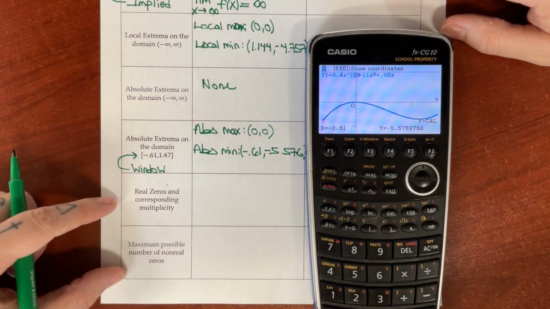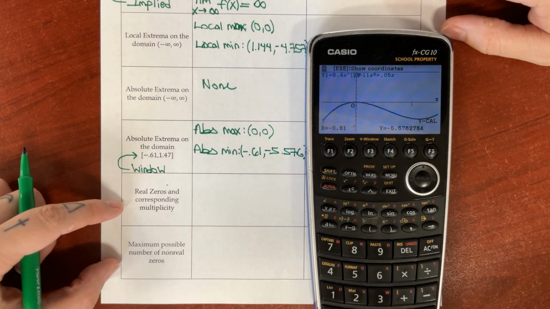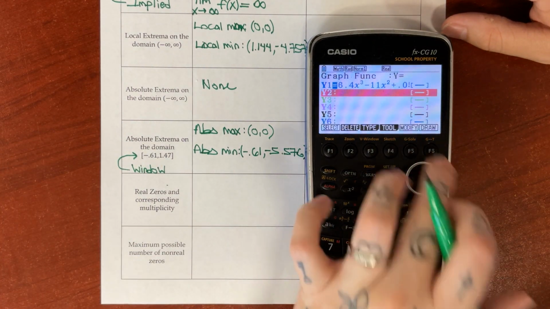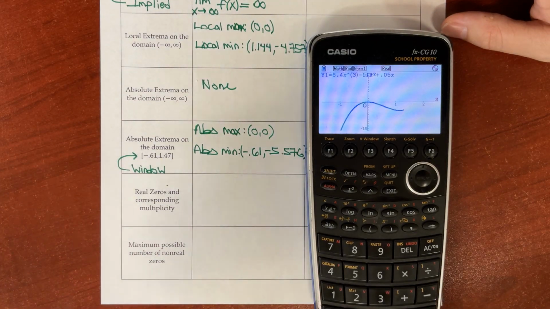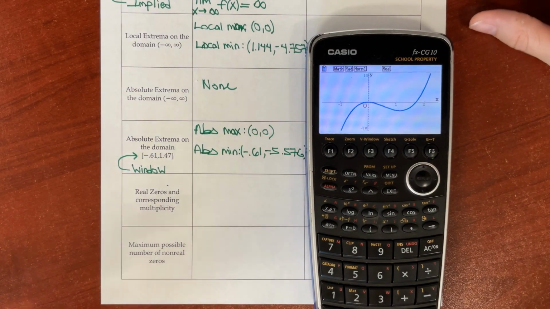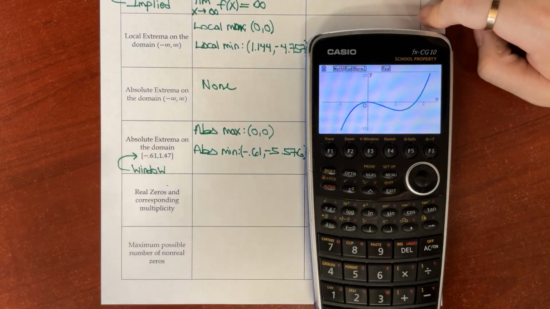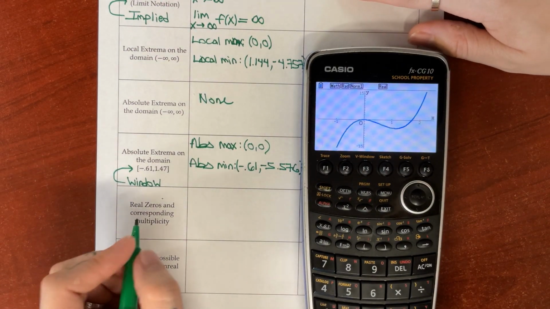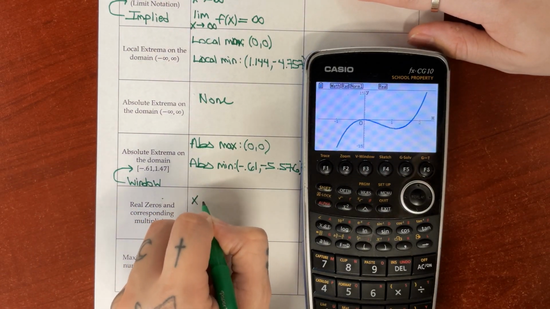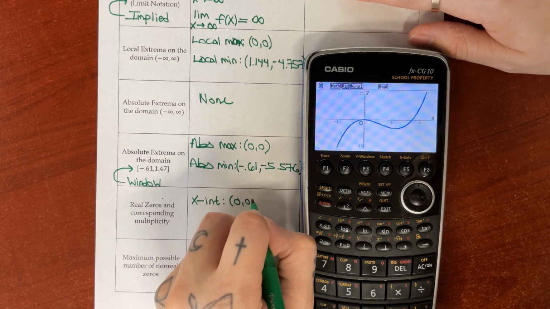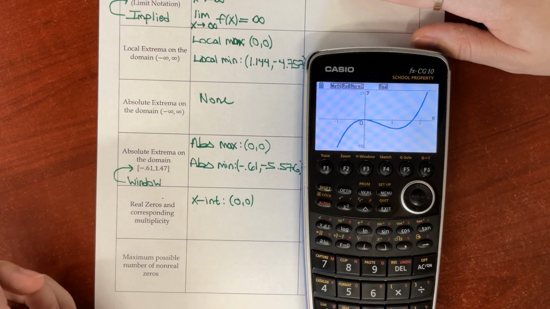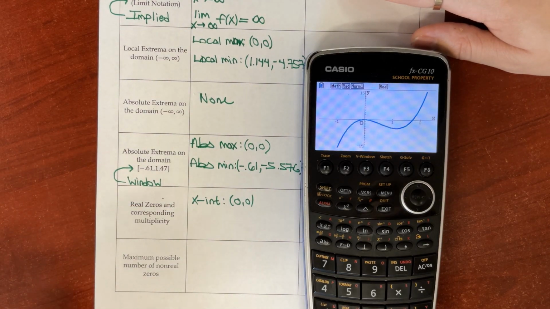All right, now we're looking for the real zeros and the corresponding multiplicities. These last two parts, I'm going to talk about in a later lesson, so I don't want to put too much emphasis on it right now, but we're no longer dealing with a closed interval. So I'm going to zoom out a little bit so I can get a better picture of my graph. I'm going to focus on the roots. My real zeros are going to be my x-intercepts, which are going to be at 0, 0, which is also the y-intercept, and an absolute max on the closed interval.